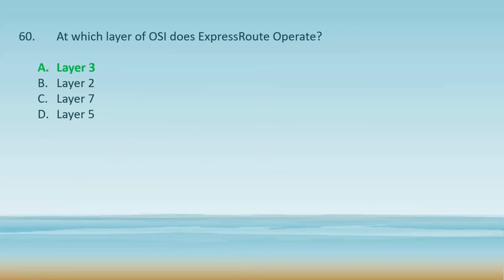Now, there can be another variation to this question where instead of mentioning layer 3, 5, or 7, they can give the names of the layer, like network layer, transport layer. So you should know which layer of OSI corresponds to which name.